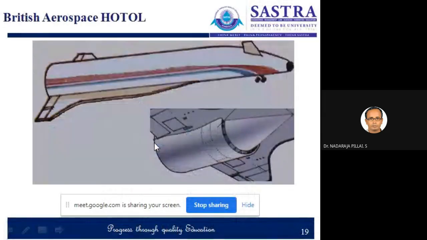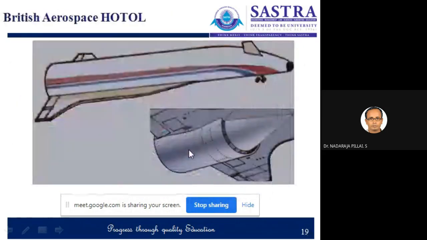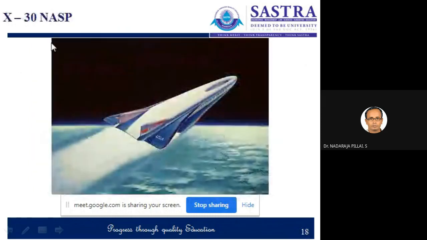So the second one is British Aerospace one. This is done in collaboration with British Aerospace and Rockwell, right? So this is a horizontal takeoff and landing vehicle, right? And it performs the ascent and re-entry. Okay, so I recommend you to search on this particular horizontal takeoff and landing and the National Aerospace Plane Program of the United States.